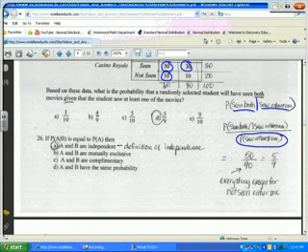Okay? All right, and then 26. You have to have this definition memorized. That is the definition of independence.